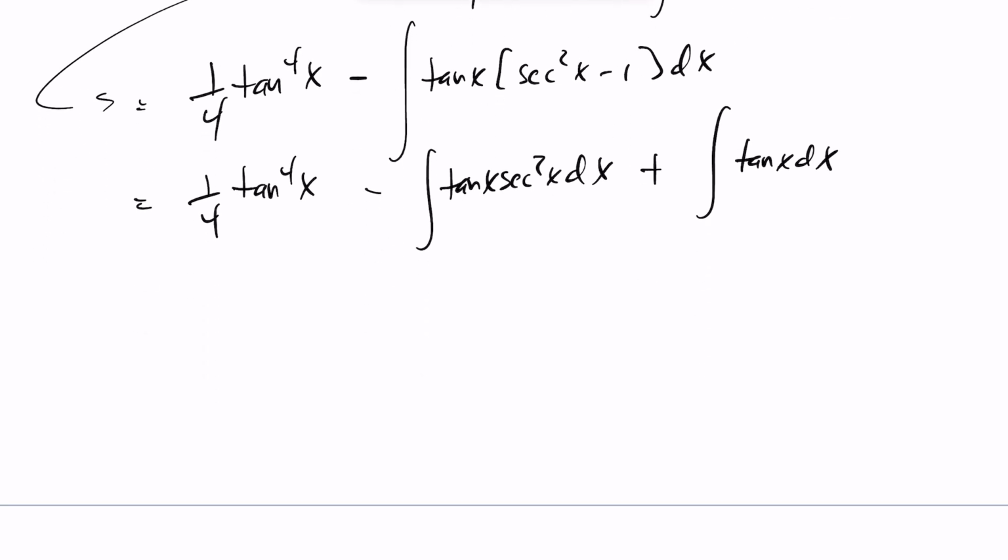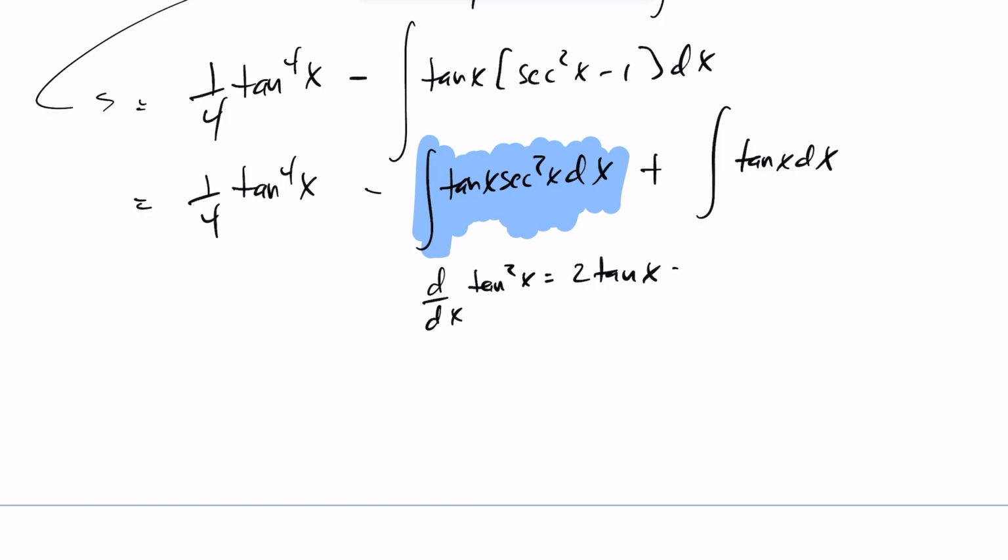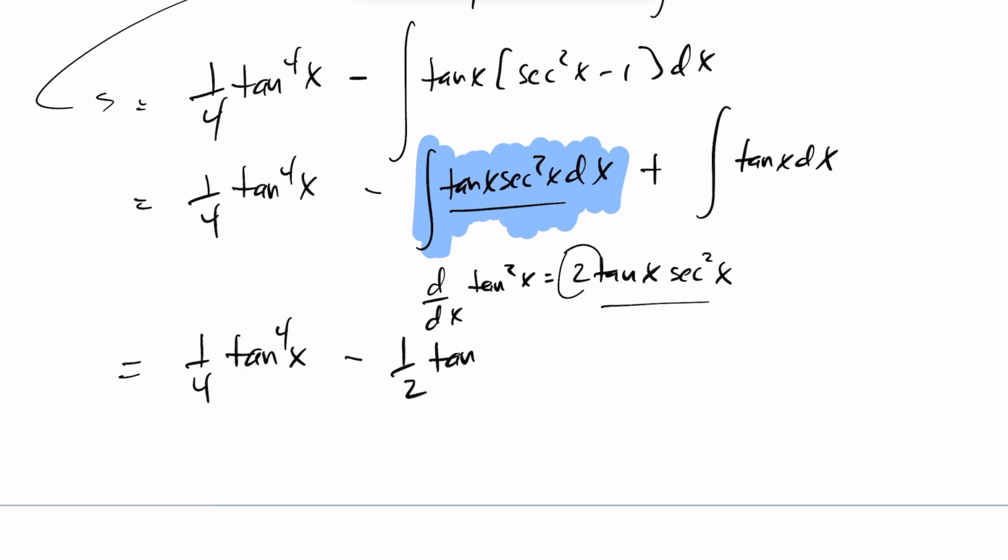So continuing this on here, I now have to find the integral of this expression. But again, a quick observation will show you that if I take the derivative with respect to x of, let's say, tan squared of x, that's going to give you 2 tan x, and then chain rule kicks in, and we get the derivative of the inside. In this case, the derivative of tan of x is secant squared of x. So again, just like before, disregarding that 2 in front, we've got the same thing. So I'm going to put a half in front there. So this will be 1 quarter tan to the power of 4x minus 1 half tan squared of x plus the integral of tan x dx.